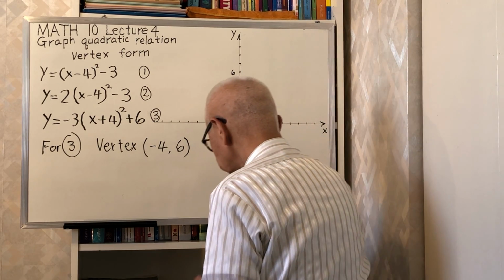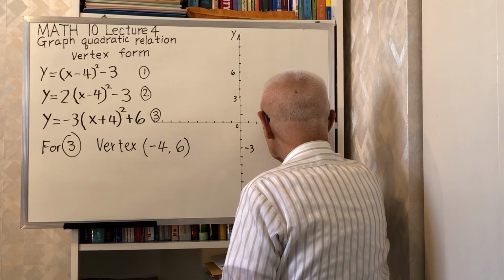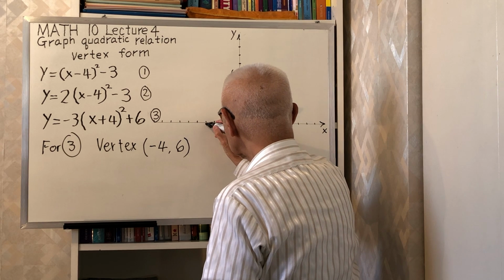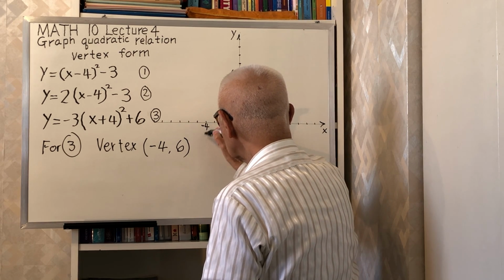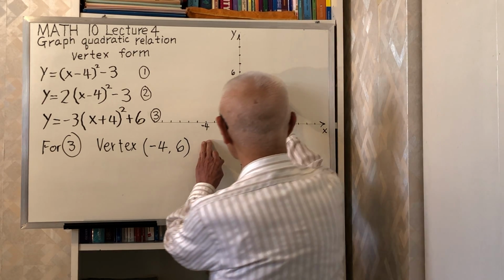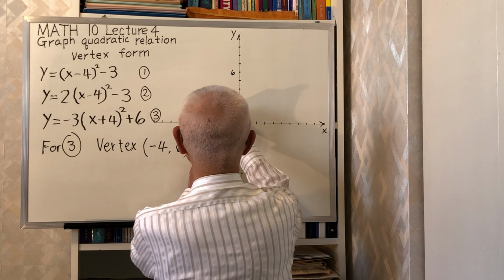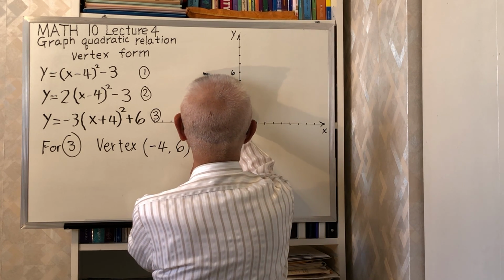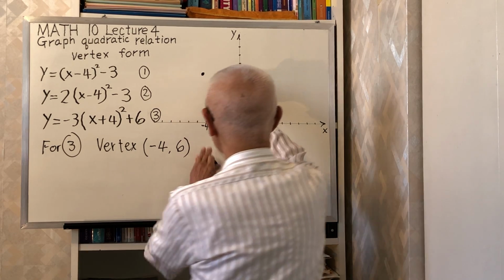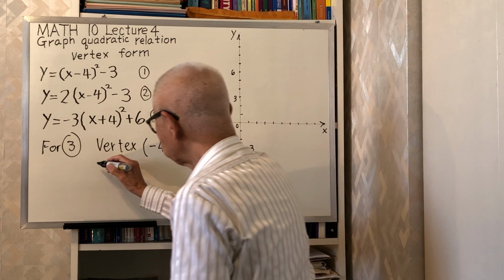Okay. So, negative 4. 1, 2, 3, 4 is here, negative 4. And 6, 1, 2, 3, 4, 5, 6 is here. So my vertex is here. This is my vertex.